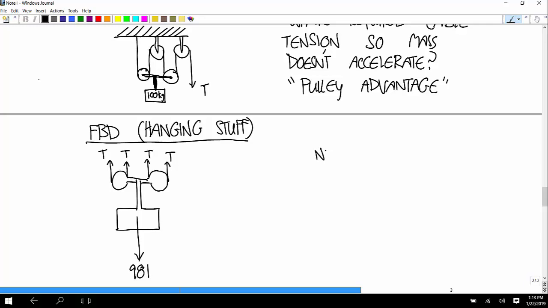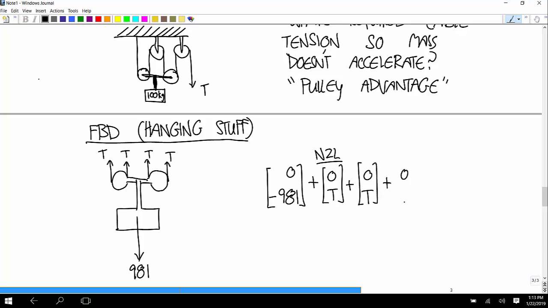And then Newton's second law says, so we have a weight force of 0, negative 981. And then we're adding to that 4 cable forces in the positive y direction. So 0, T plus 0, T plus 0, T plus 0, T. And we're trying to calculate what that tension is when this isn't accelerating at all. So set this equal to 0.